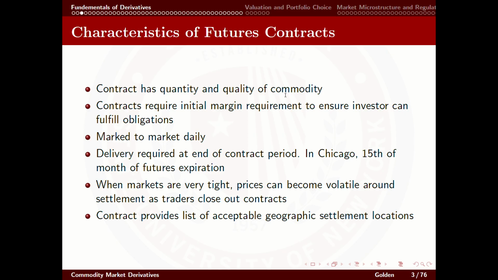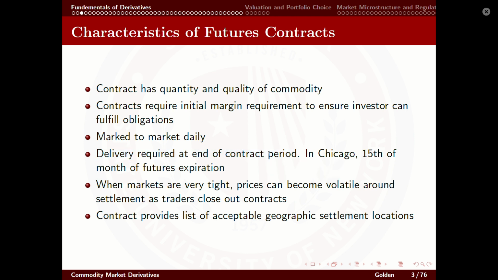The contract requires initial margin requirements to ensure the investor can fulfill obligations. In our market structure and regulation portion, we'll talk about what happens when this is not fulfilled. But in general, you're required to hold a certain amount of capital to make sure you can actually pay for the contract based on how it's settled. It's marked to market daily, meaning that you always have enough capital to meet yesterday's obligation, regardless of whether the futures contract is settling today.